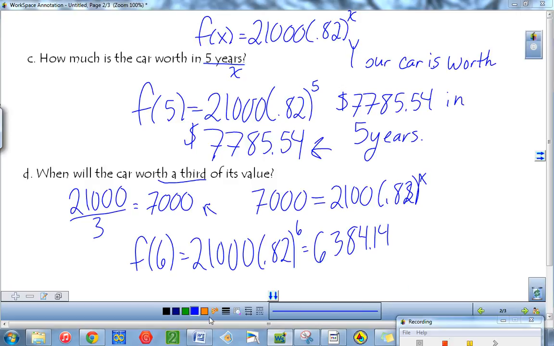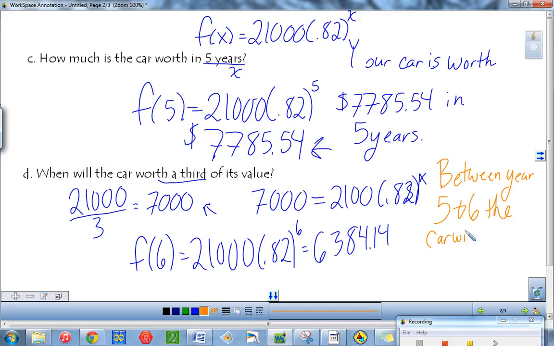Between year what and what? Between years 5 and 6? Something in that vicinity. Between year 5 and 6, the car will be worth 1/3 of its value.